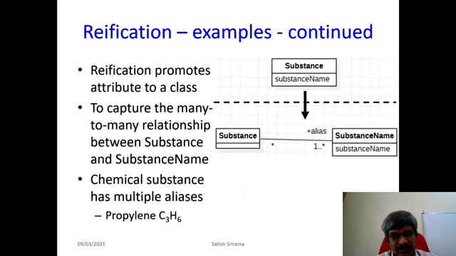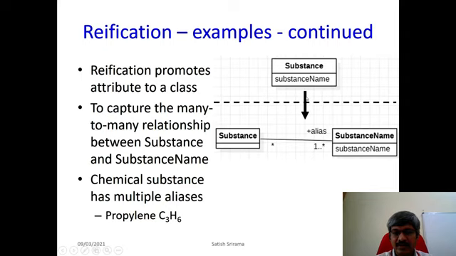Let us look at a simpler example. As I already mentioned, reification promotes attributes to a class. Think of substance as a class here, and substance name as an attribute. We are talking here about chemical substances. The interesting thing is that chemical substances always have several aliases. Petrol is gasoline, though gasoline is not a simple compound; it is a combination of several hydrocarbons. Take a chemical substance like propylene. You call it propylene, and you also give it a chemical name, C3H6. So your substance has several substance names.